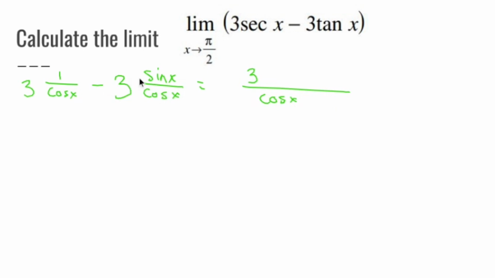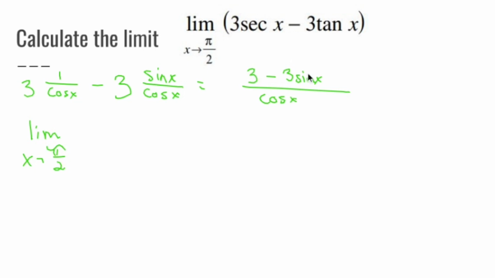So on the top, minus 3 sine x. And now what I can do is take the derivative of the top and the derivative of the bottom, and see what magical things happen. Now, by the way, if you're wondering, why can't I just plug in pi over 2 into x? Because cos of pi over 2 is 0, so you're still going to get undefined.